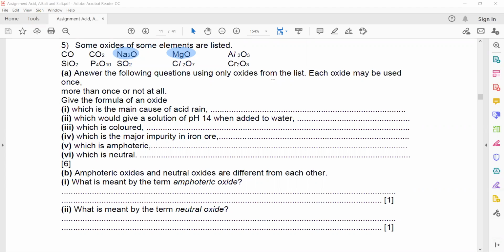And the 3 amphoteric oxides are zinc, aluminium and lead. These are the 3 in your course outline. So you have to memorize that aluminium oxide is an amphoteric oxide. The non-metal oxides are acidic oxides. So carbon dioxide is acidic, silicon oxide, phosphorus oxide, sulfur dioxide, chlorine oxide, these are all acidic. Chromium oxide is a metal oxide. And carbon monoxide is a neutral oxide.